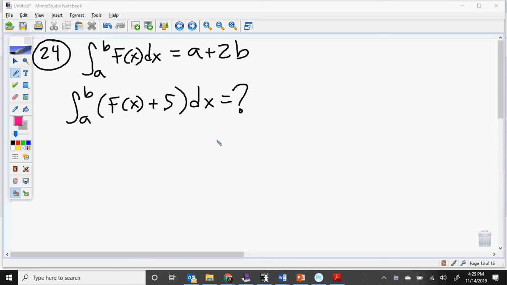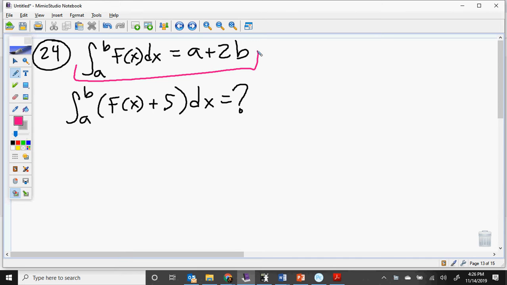So for 24, they give me this. They say this is a thing: the integral of a to b of f of x is a plus 2b. Okay. Well, what is the integral from a to b of f of x plus 5?